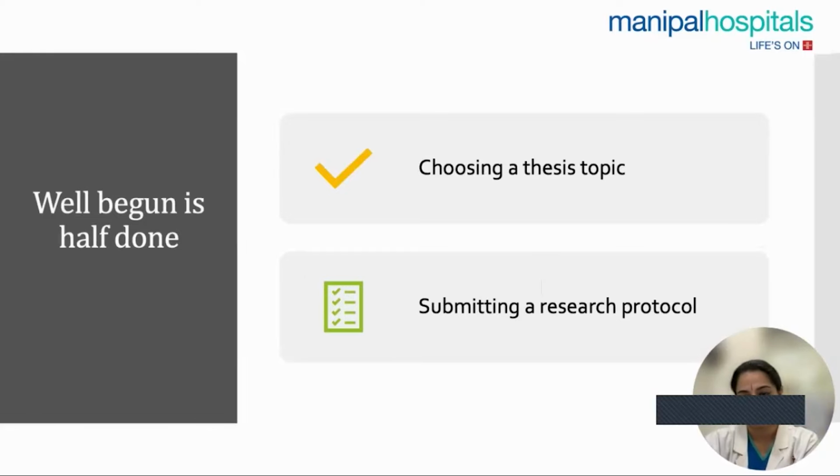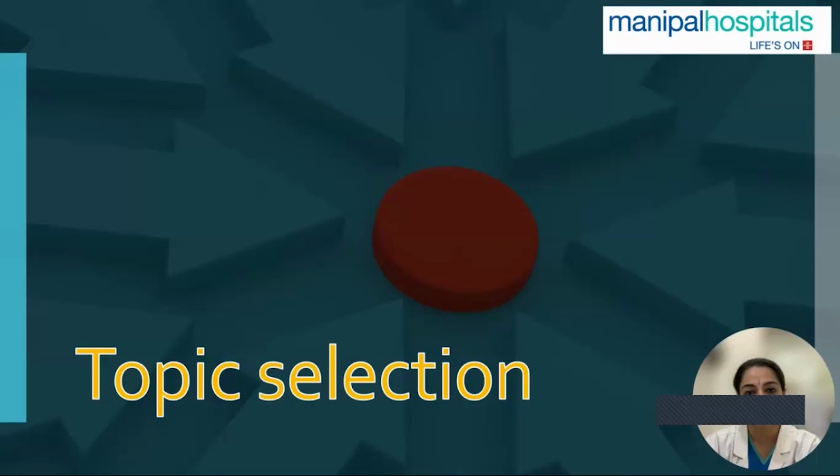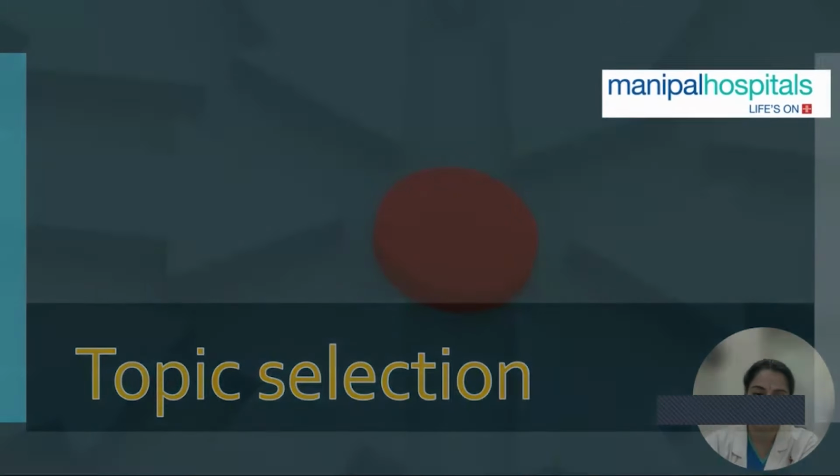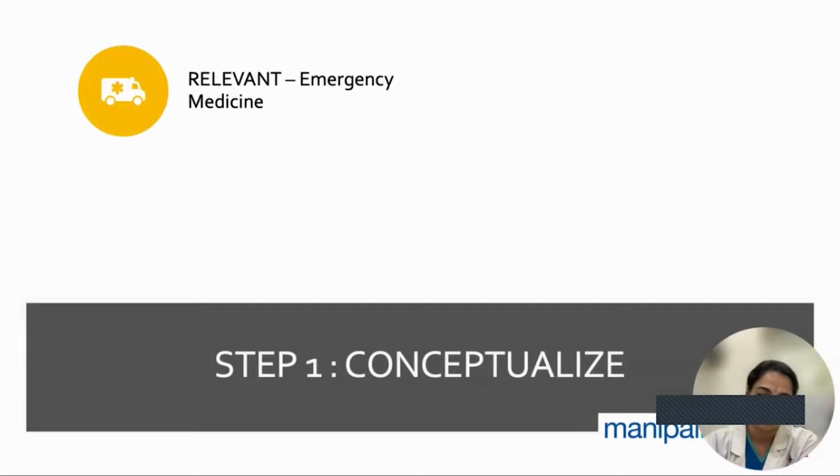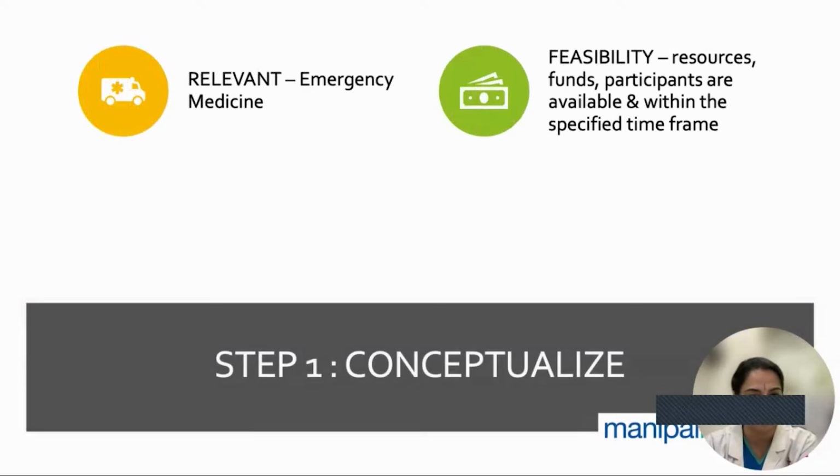So we begin by choosing the topic and submitting a research protocol. So the topic selection involves conceptualizing. Doing a course in emergency medicine requires choosing a topic which is relevant to the specialty of emergency medicine, and it should be feasible. You should have adequate resources, you should have funds, you should get participants, and you should get these participants in the specified time frame which is required for your study.